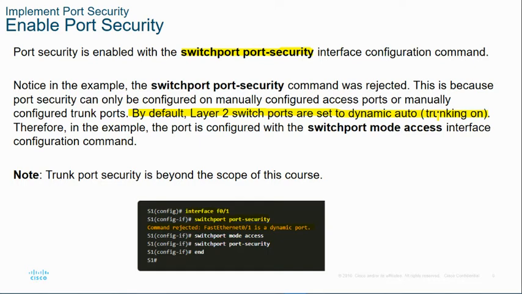To configure the port as an access port or a trunk port manually, you have to use a command. For example, now we will configure interface F0/1 as an access port. To do that, you have to use the command switchport mode access. Now interface F0/1 is manually configured as an access port. If you want to configure this port as a trunk port, you have to configure switchport mode trunk.